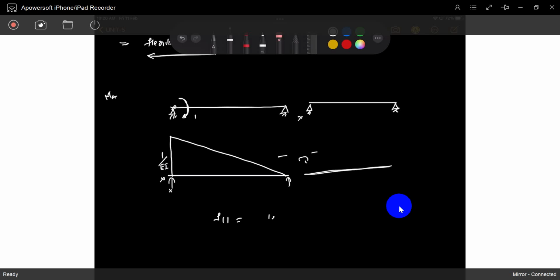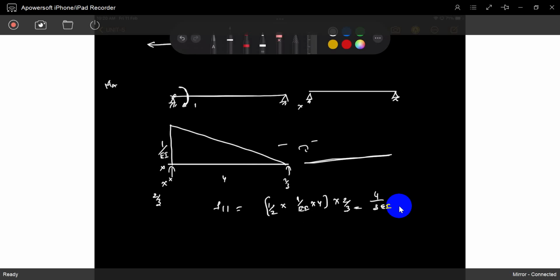What is the total? 1 by 2, and this length is 1 by EI and 4. That is the total force. What is the shear force here? It's a triangle, so it will come 2 by 3, and the other 1 by 3. You already know. So that's it, 2 by 3. How much is it? It's 4 by 3EI. So same thing, F11.